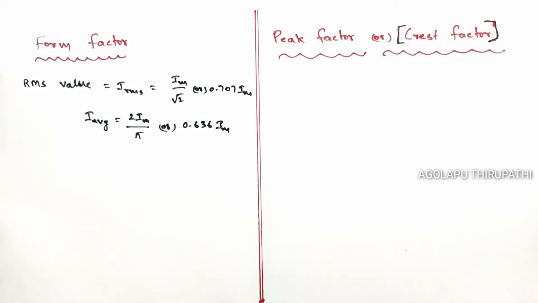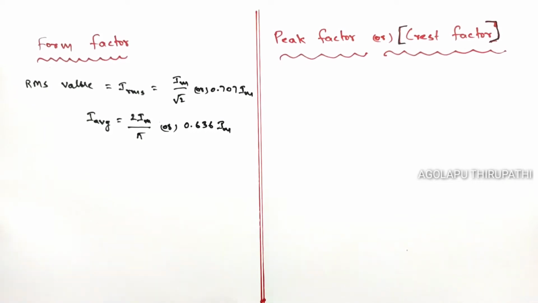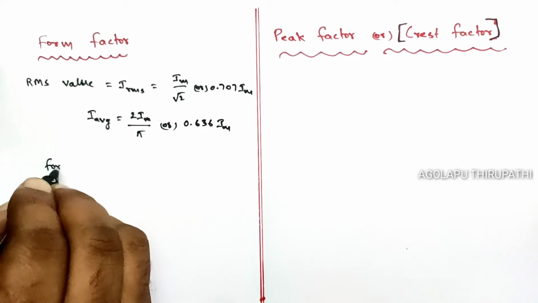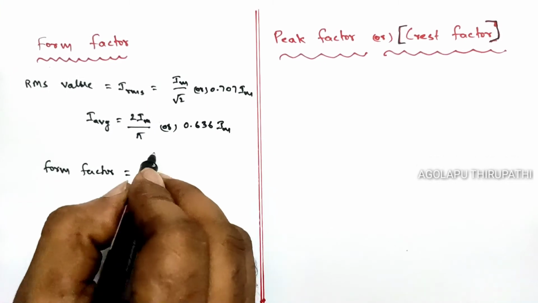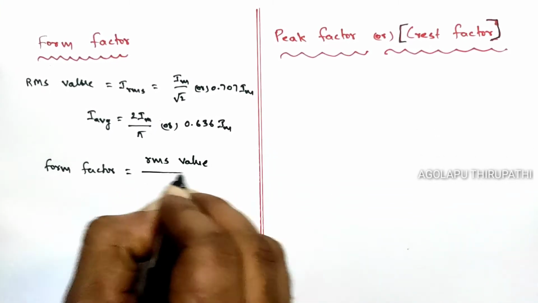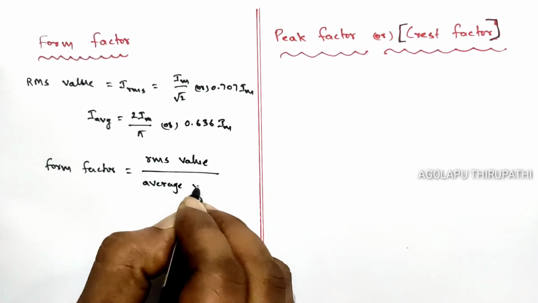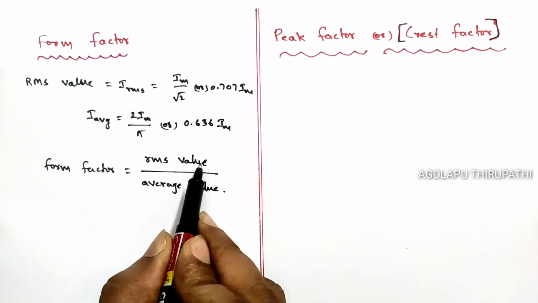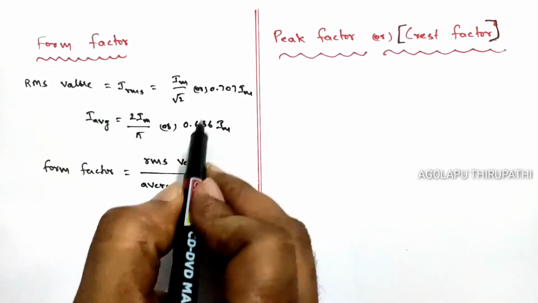Now coming to the form factor, it is nothing but the ratio of RMS value to the average value. What is form factor? Form factor is equal to the ratio of RMS value to the average value. Now substitute RMS and average values here that we calculated.